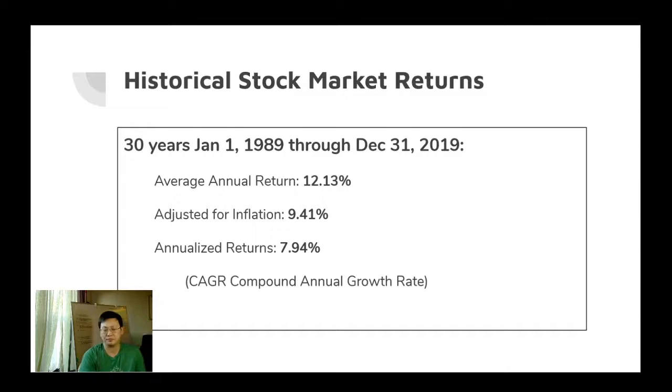12.13% per year. Now, of course, in that time period, we need to adjust for inflation, which is roughly about 2% per year. So it drops down to 9.41% a year. And again, we need to adjust that amount because those quantities are using simple interest. And as we already proved, there is potentially quite a big difference between simple interest and compound interest. So that's what the annualized returns means. So we'll skip all that math, and what it comes down to is 7.94, which is roughly 8%.